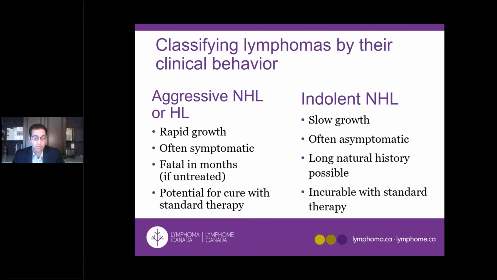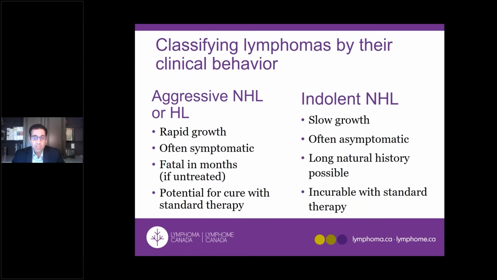While indolent lymphoma, where follicular lymphoma fits, is slowly growing, often asymptomatic, and usually has a long natural history. Sometimes the patient doesn't even need treatment for the disease, and it is incurable with standard therapy. And this is the idea behind not giving medication upfront if the patient has no symptoms.